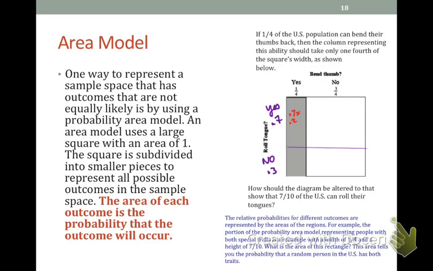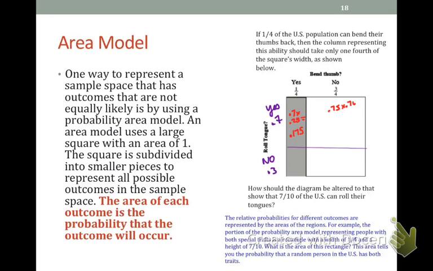And then you want to say, well, what is the probability that you can both bend your thumb and roll your tongue? Well, that's going to be the net shaded area inside the yes column for each. So it's going to be 0.7 times 0.25, and that's going to give you 0.175. So 17.5% chance that you could do both, roll your tongue and bend your thumb back.